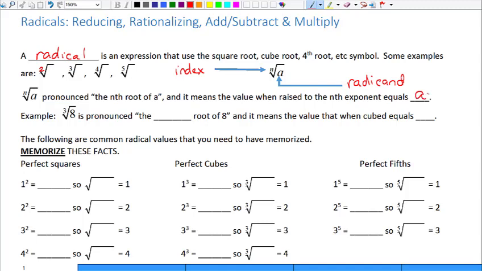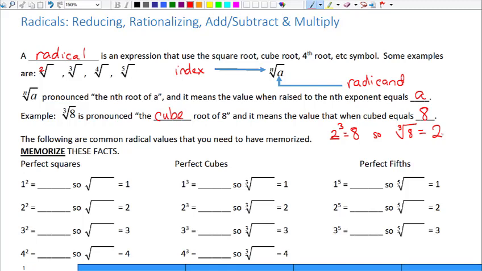So let's give you an example of that, because that's a whole lot of letters and that's kind of hard. When you have a little 3 here with the root 8, it's pronounced the cube root of 8, and it means the value that when cubed equals 8. So what number cubed gets you 8? Well, that's 2, because 2 times 2 times 2 is 8. So therefore we can say that the cube root of 8 is 2. So that's how a root works.